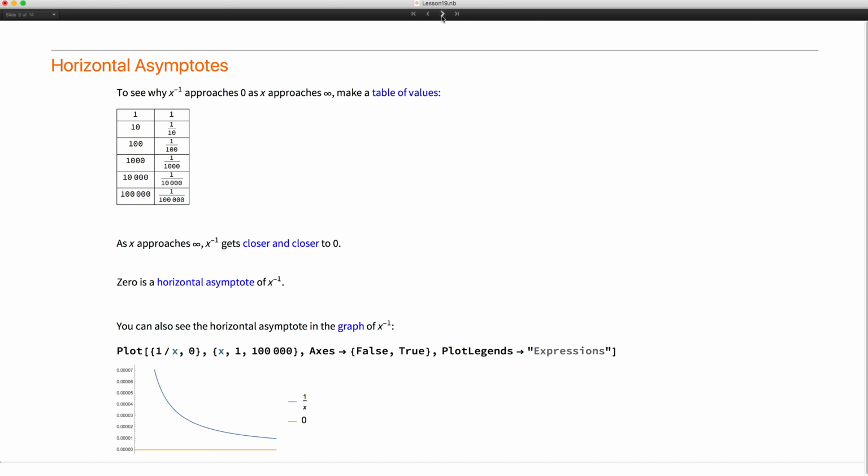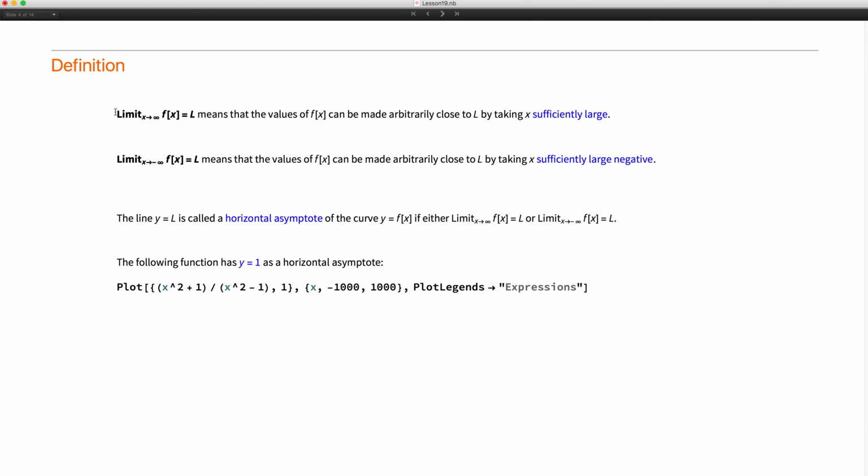Now a more formal definition. The limit of f of x is L as x approaches infinity if the values of f of x approach L as x becomes sufficiently large. And when you're at negative infinity, the same kind of statement holds, except you're now taking x to be sufficiently large and negative. And then a line y equal to L is a horizontal asymptote of the curve y equal to f of x if the limit of f at infinity or negative infinity is L.